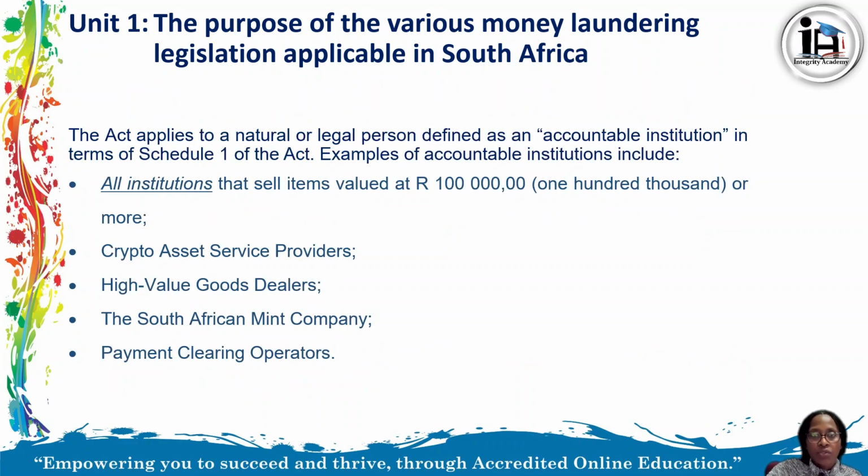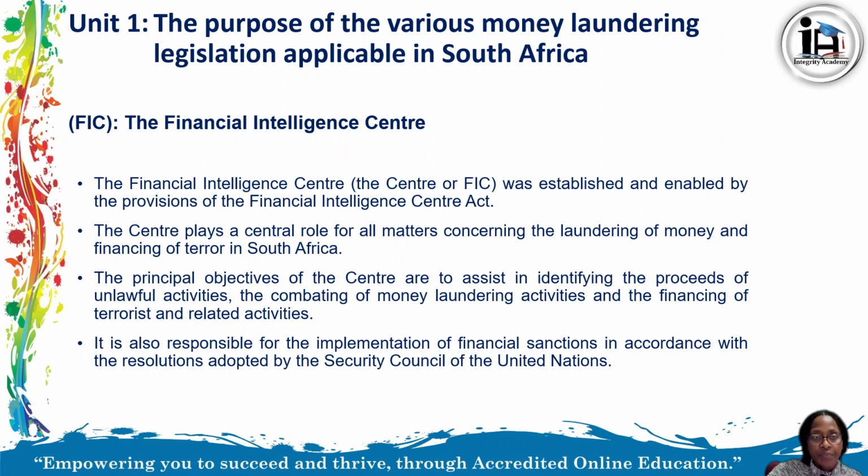The Act applies to a natural and legal person defined as an accountable institution in terms of Schedule 1 of the Act. Examples of accountable institutions include all institutions that sell items valued at 100,000 or more, crypto asset service providers, high value goods dealers, the South African Mint companies, and payment clearing operators.